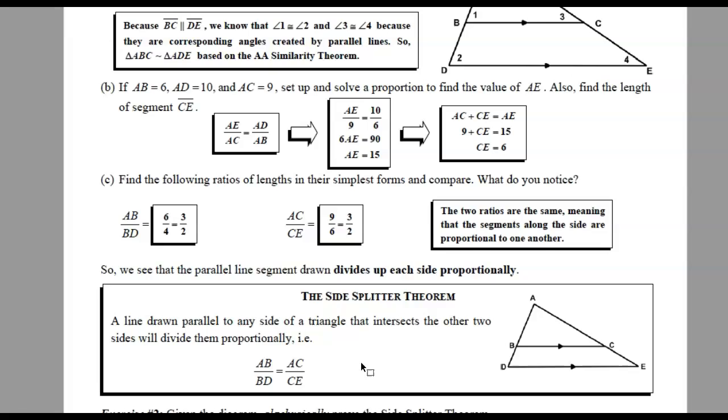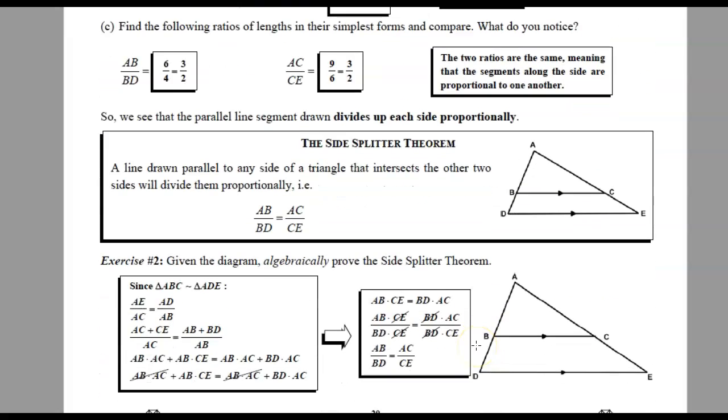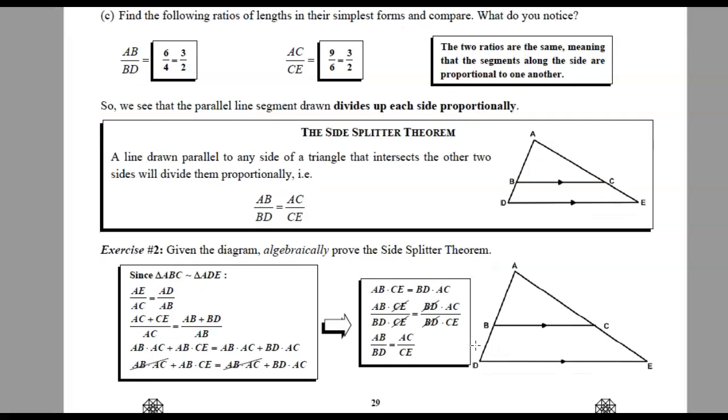The side splitter theorem says that if we have a segment parallel to the third side of a triangle, then that parallel line will intersect the other two sides and divide them proportionally. So the two partial segments on the left will have the same ratio as the two partial segments on the right. All right, so given that, this diagram algebraically proves the side splitter theorem.